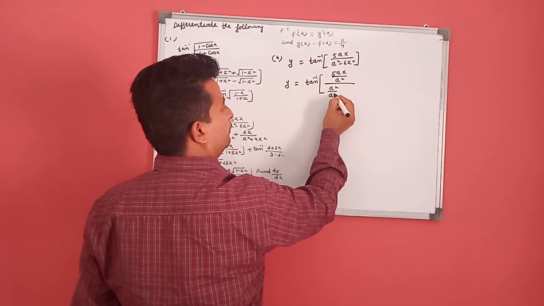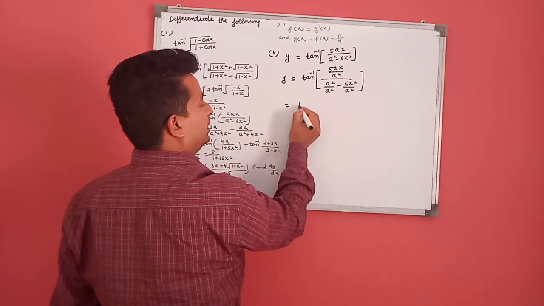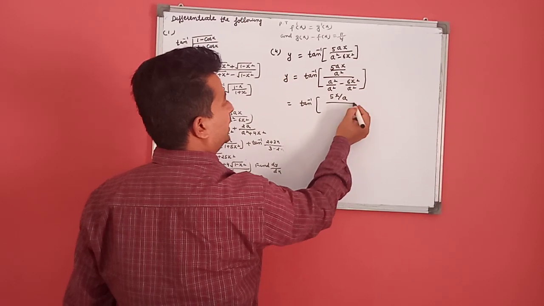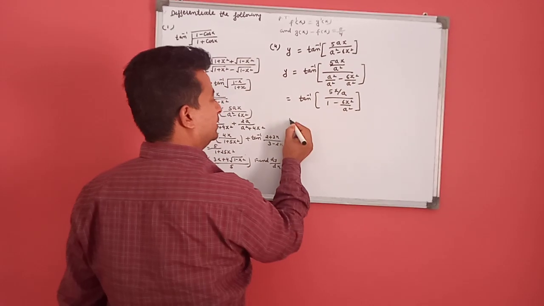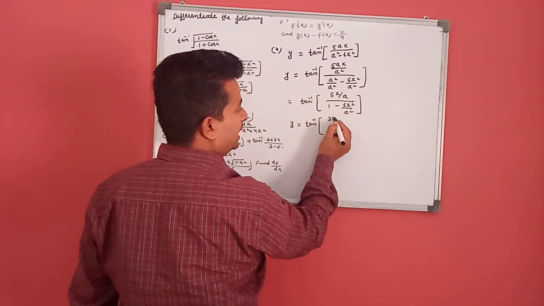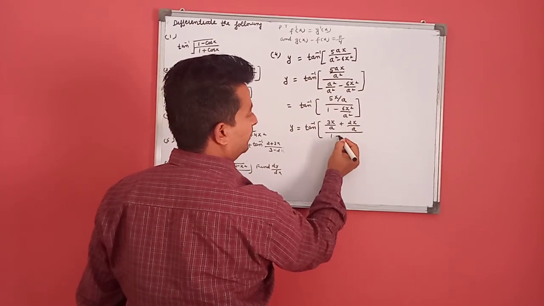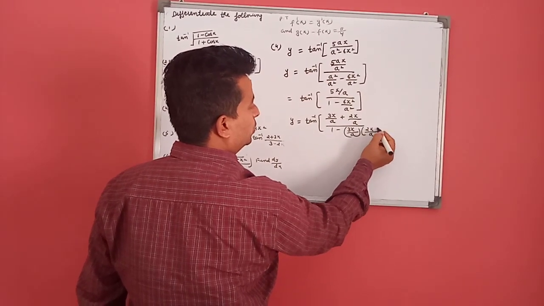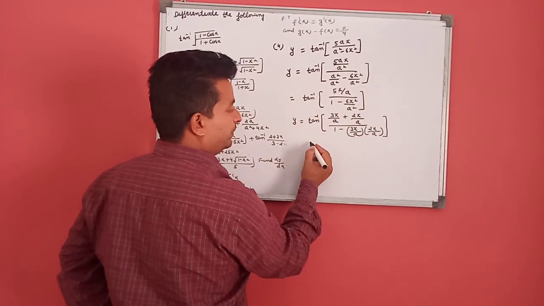So we get 6x² upon a². In this, a cancels out, so this is 5x upon a, and 1 minus this gives 6x² upon a². We write this as 3x upon a plus 2x upon a, and we write this as 3x upon a plus 2x upon a. This is the main trick.